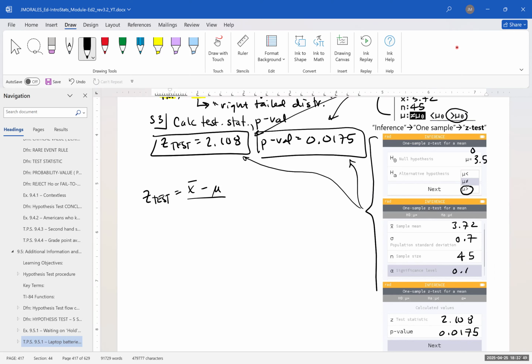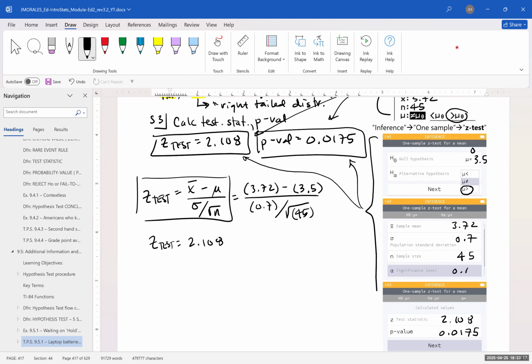Now, if you wanted to calculate this by hand, this is the formula for getting the test statistic. So we'd have 3.72 minus our population mean, 0.7, divided by the square root of 45. When you put that in your calculator and simplify it, you'll get a test statistic of 2.108. So this is the equation that the calculator is actually using to get that value. All right, so that's step 3.